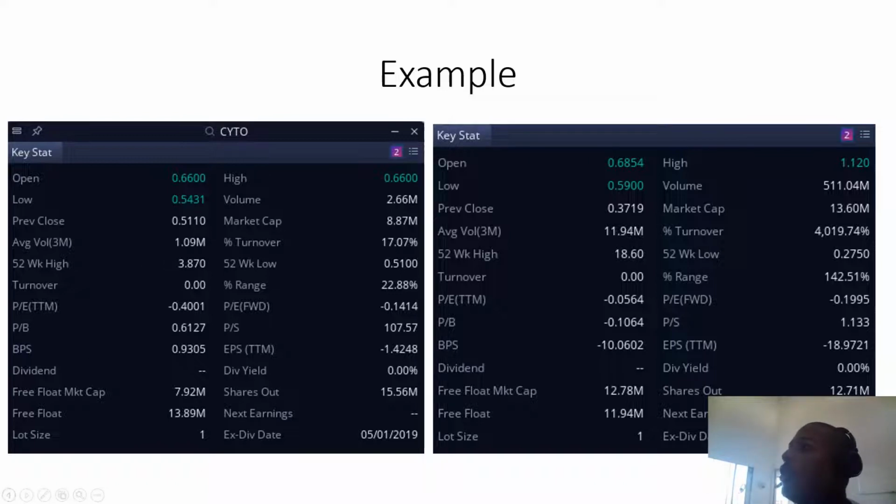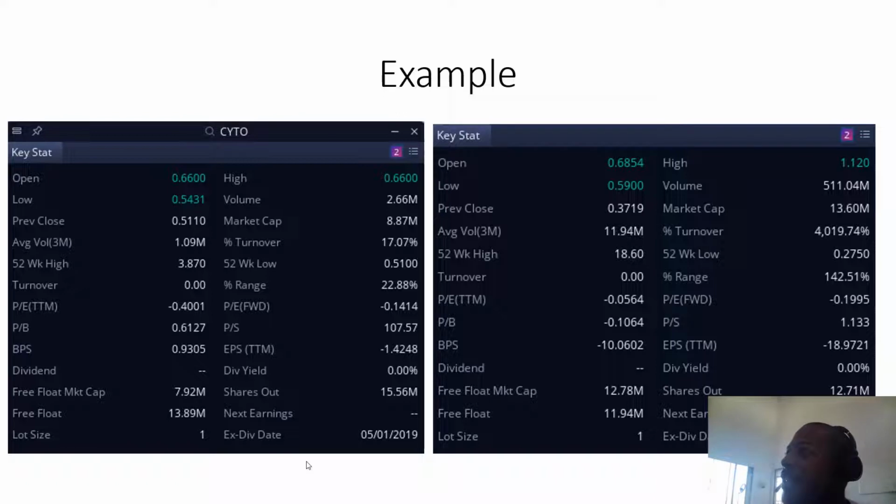But let's use CYTO for example. When I'm pulling up the stock after the alert goes off, the first thing I'm glancing at is free float. I want to know how many shares are available for not only myself but the rest of the public to trade. I like to see my float be below 40 million if possible. That's good to me.